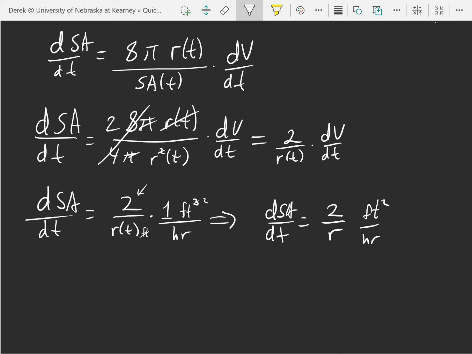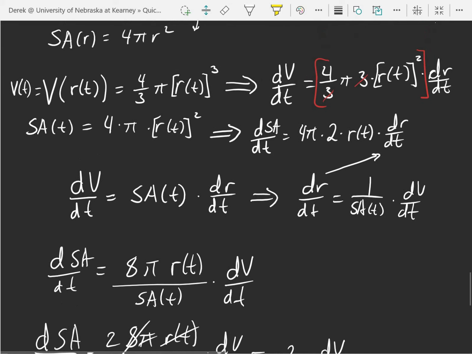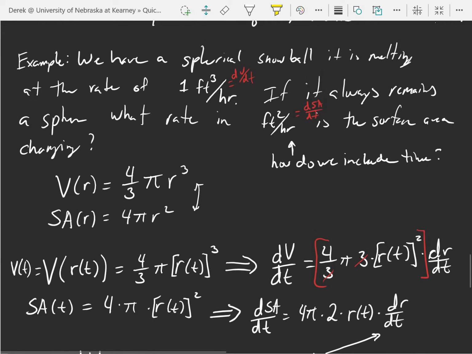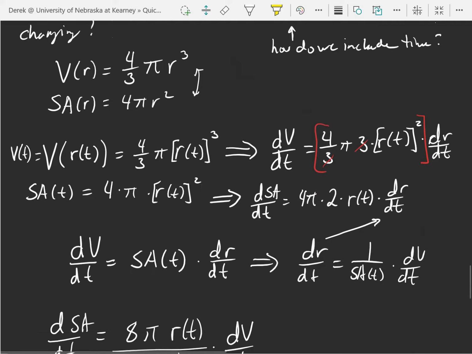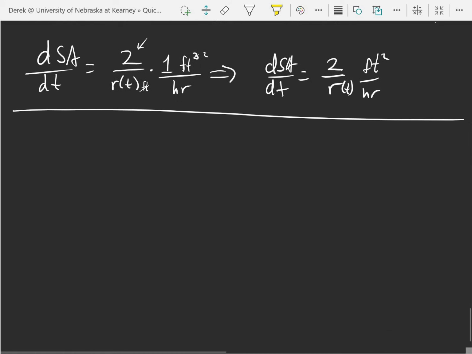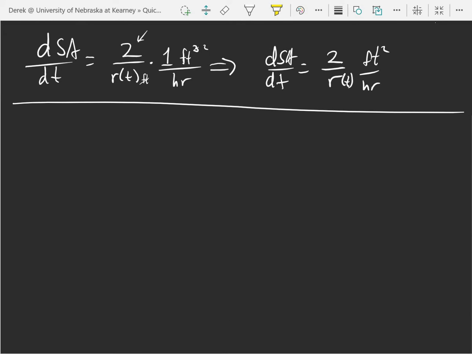So the rate of change of the surface area at a specific time depends on the radius at that time. We didn't specify what the radius was, but we could specify whichever radius value we wanted and then figure out how fast the surface area is changing at that specific time. Okay, so let's do another one.